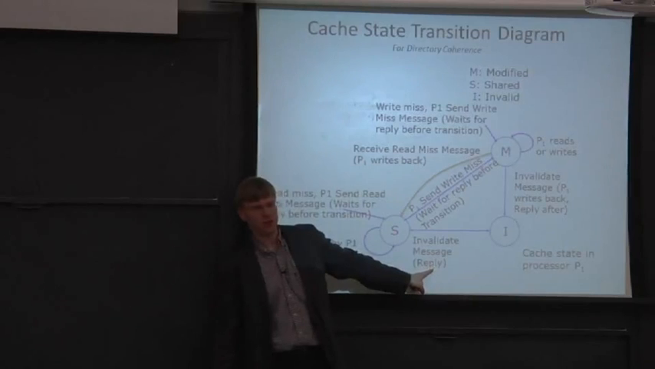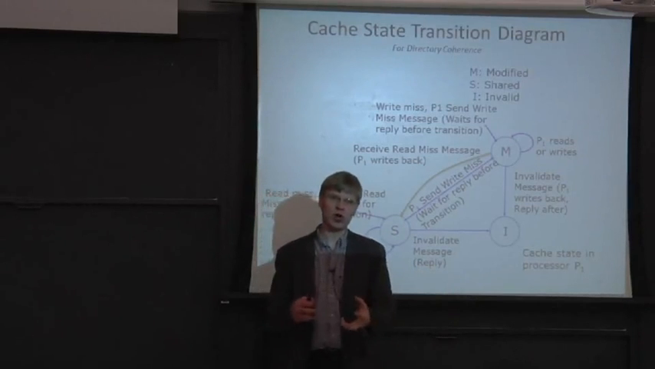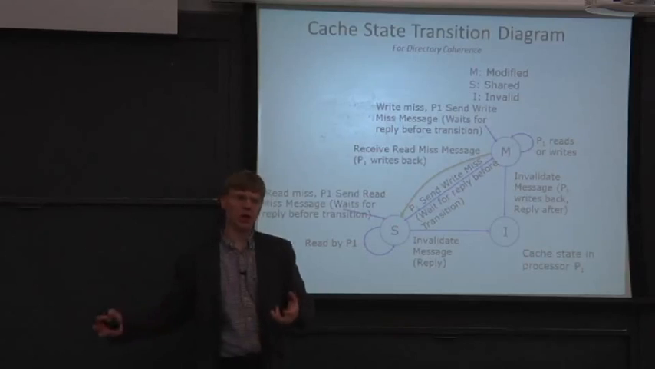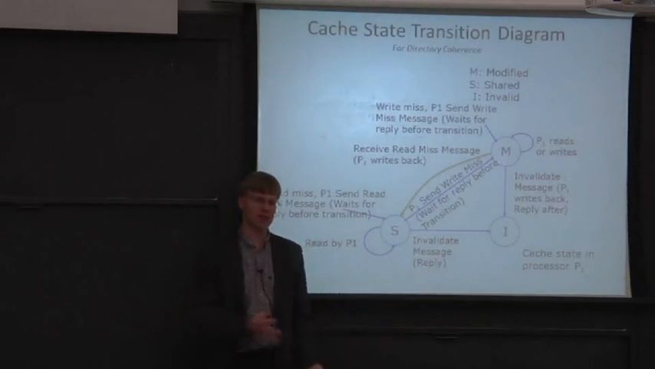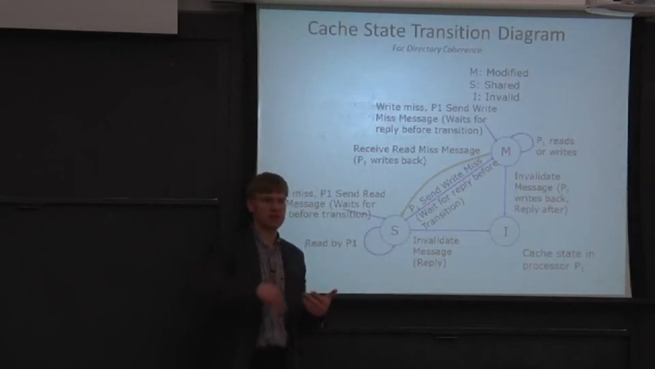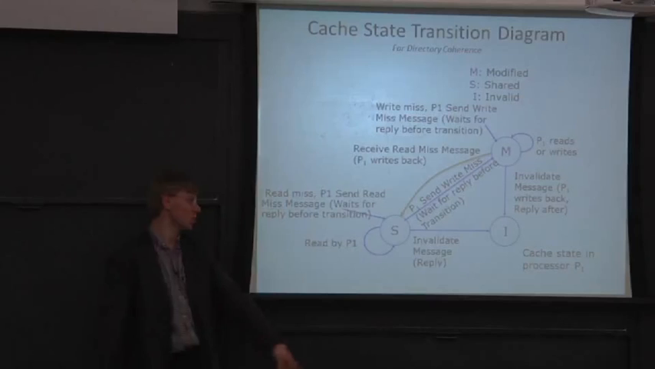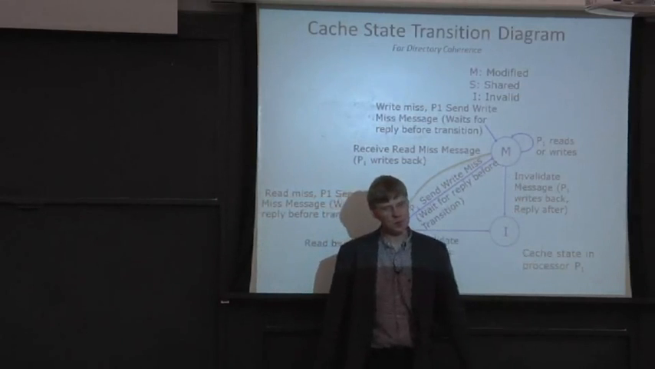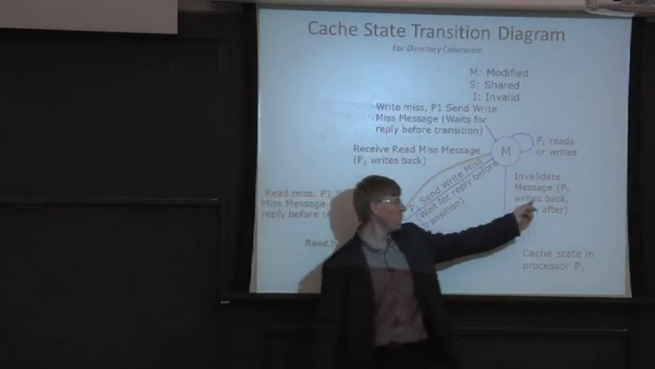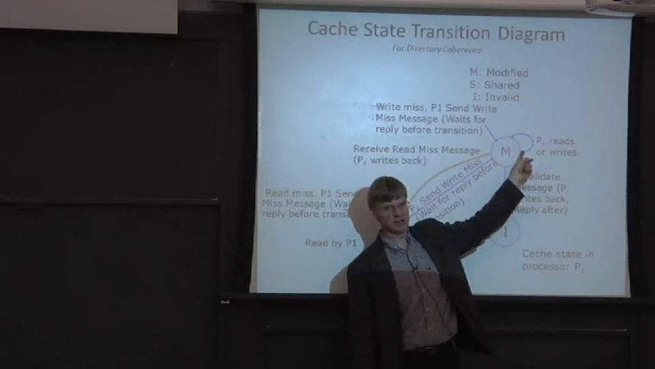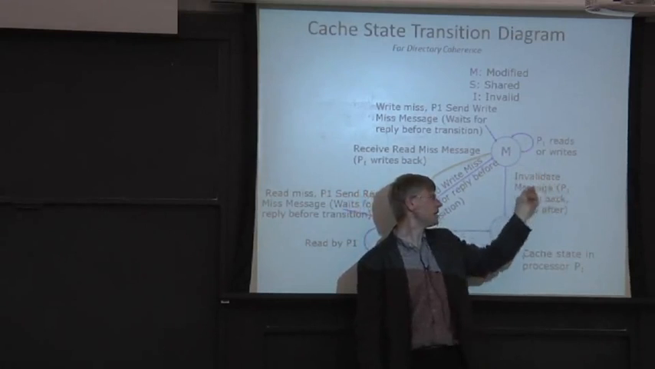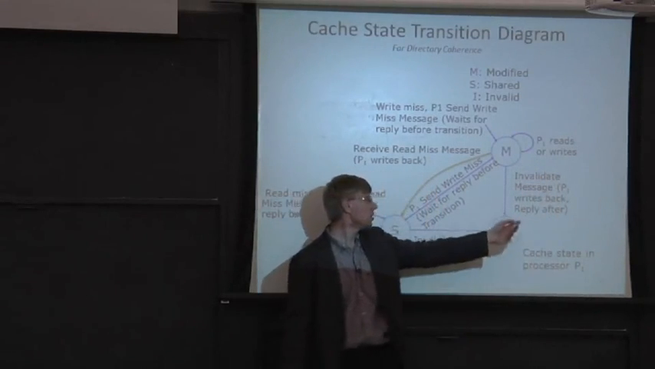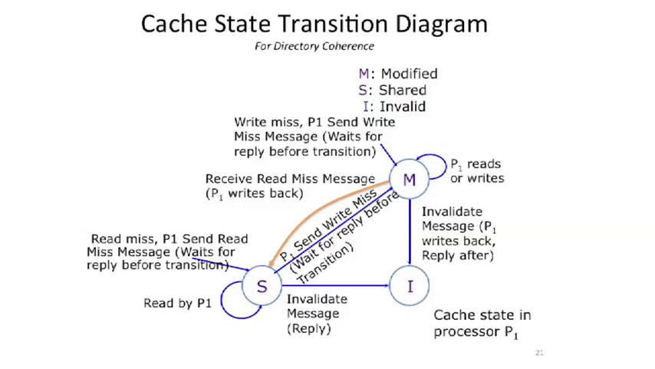Note, there will probably be a reply. We will probably have to send a reply, because the directory controller wants to know when all of the cache lines in the system have been invalidated. It might take a variable amount of time, and it's sending messages, so it wants to wait for replies to come back. So we're going to have to send a reply. This arc here is similar, except we need to write back data, because we had modified data. We had writable data. We get an invalidate message from the directory controller. So we need to write back the data and then reply afterwards. Similar sort of idea here.